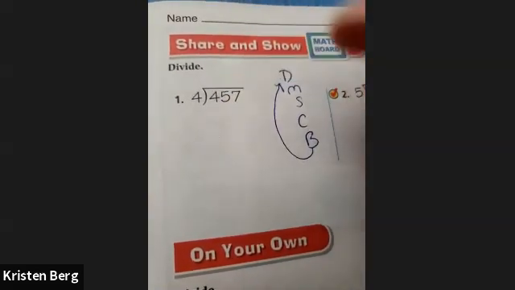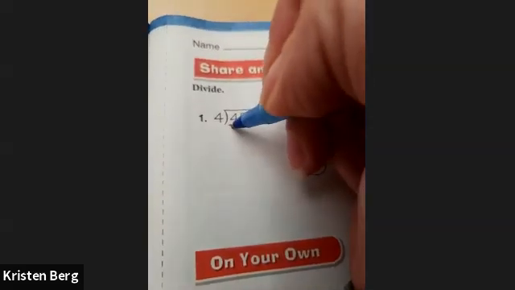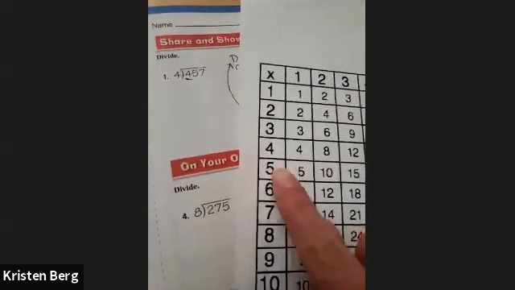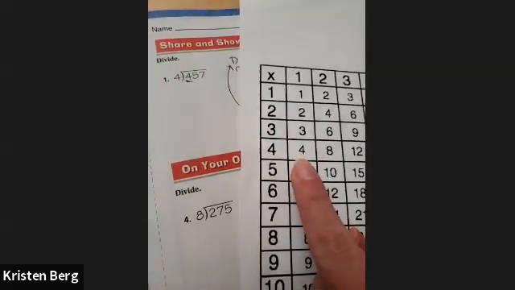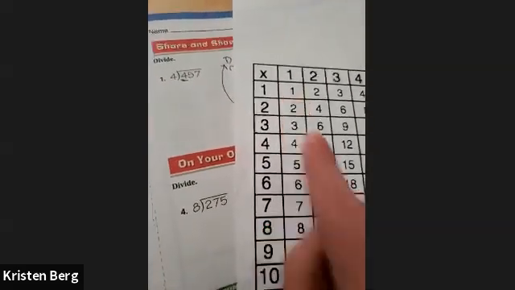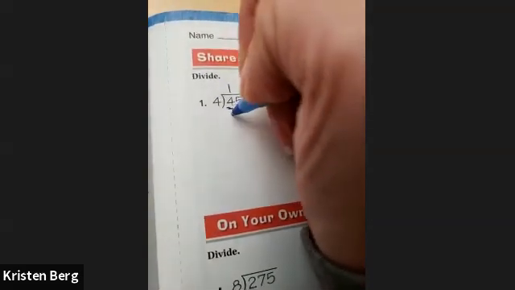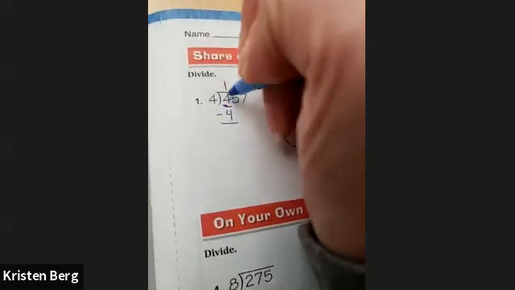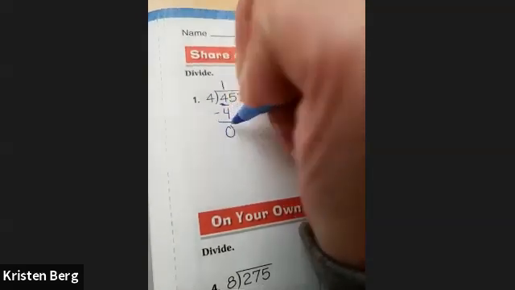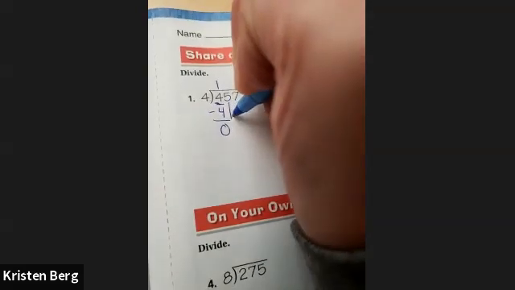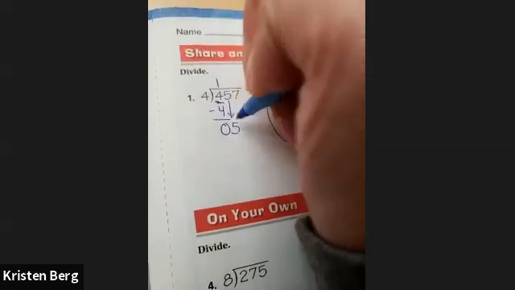All right, so the first thing, can a 4 go into 4? Going by 4s, can at least a 4 go into 4? Yes, it can go in one time. So I'm going to put a 1 up here. 1 times 4 is 4. We're going to subtract. That is 0. Check it. Yes, we are smaller than my divisor, so now I can bring down my next number.